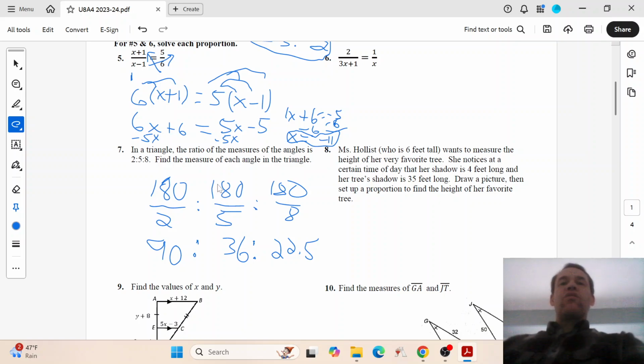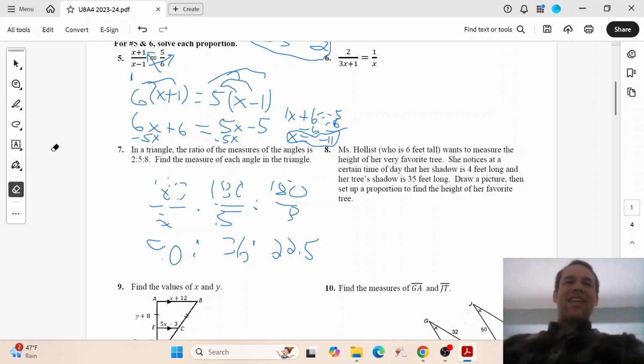In a triangle, the ratio of the measures of the angles is 2, 5, 8. So maybe we need to add those up and equal to 180. What do you think? Should we have x in there next to each one since they're ratios? Let's take a look. So I'm going to erase this if it lets me. I don't think the eraser's as good as I thought it would be. No, can't select it. I don't know.